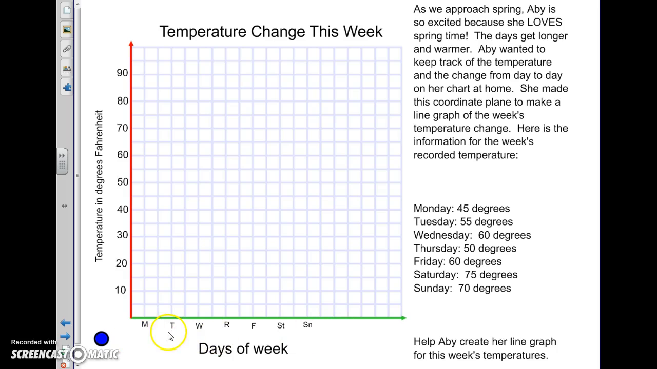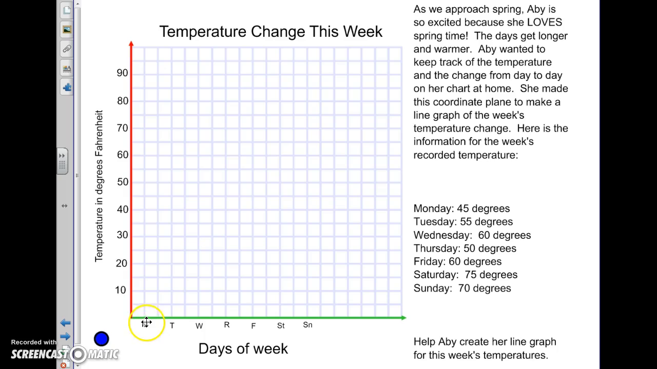And then for the x-axis, the days, just for spacing wise, so it's not quite so crunched together, I spaced them out to two different lines in between. All right, so we see here that on Monday it's 45 degrees.